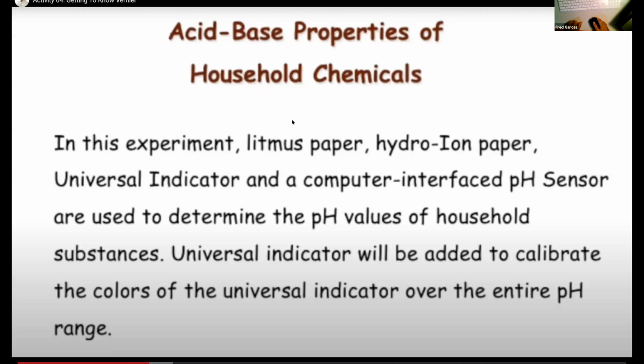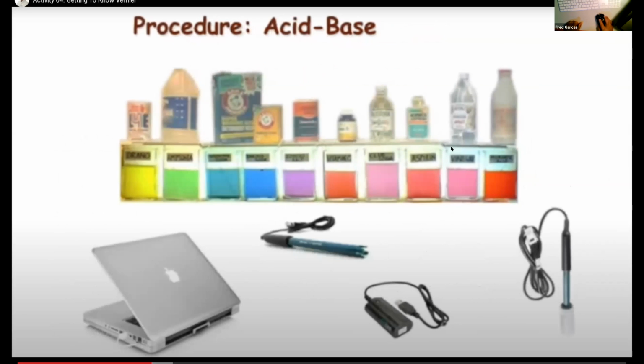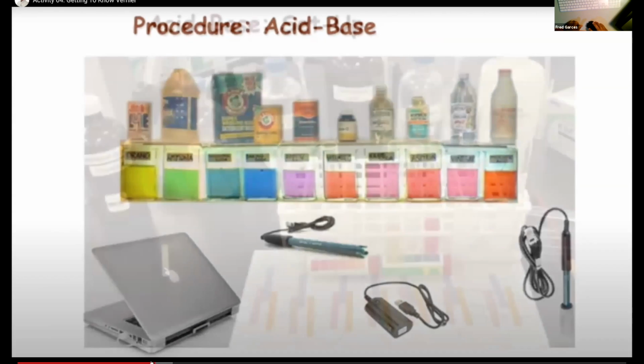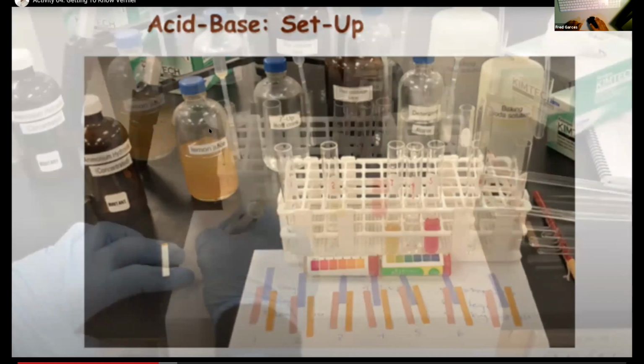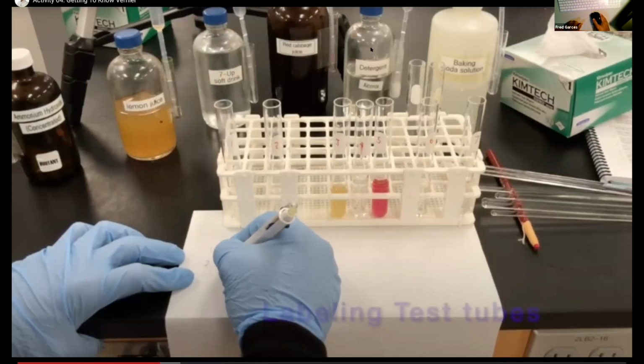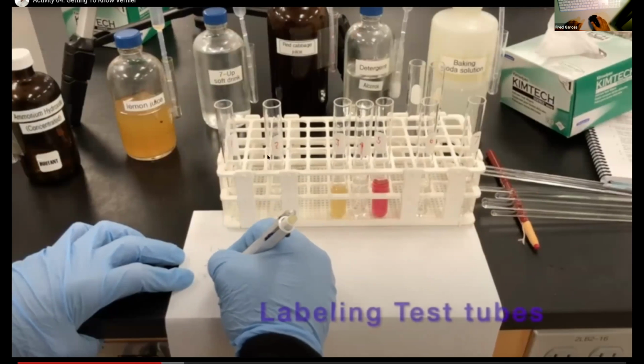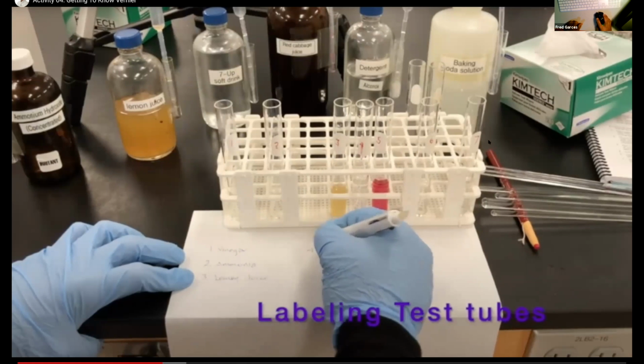This is the second part. This is the acid-base property of household chemicals. Again, these are the different chemicals that you guys will be testing. These are the probes. And this is what it looks like. I have a bunch of test tubes here, 1 through 7.